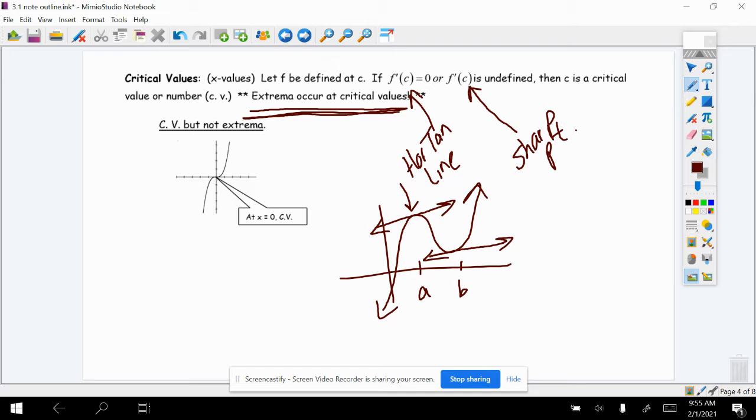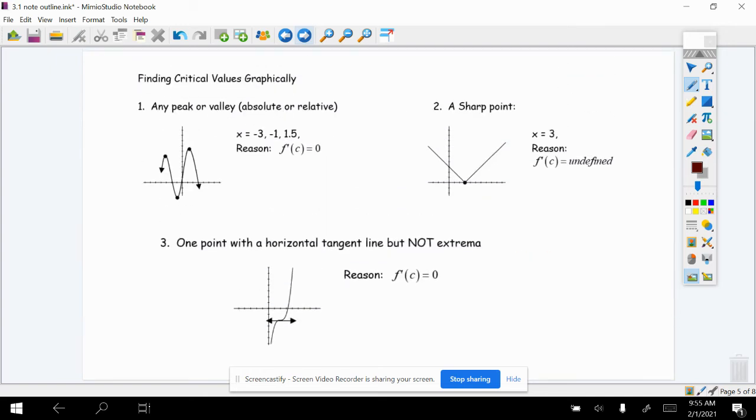Now, it is possible to have a critical value that doesn't end up being an extrema. It doesn't happen very often. It's definitely less common. And the picture that's on the screen is a good example of that. At 0, we have a horizontal tangent line, but it doesn't actually end up being a minimum or maximum. The graph goes from going up, we would call it increasing, and then for that split second, it just hovers, and then it continues increasing. So we don't see a change in the derivative. And we're going to talk a lot about looking at the derivative signs and what's happening with those.